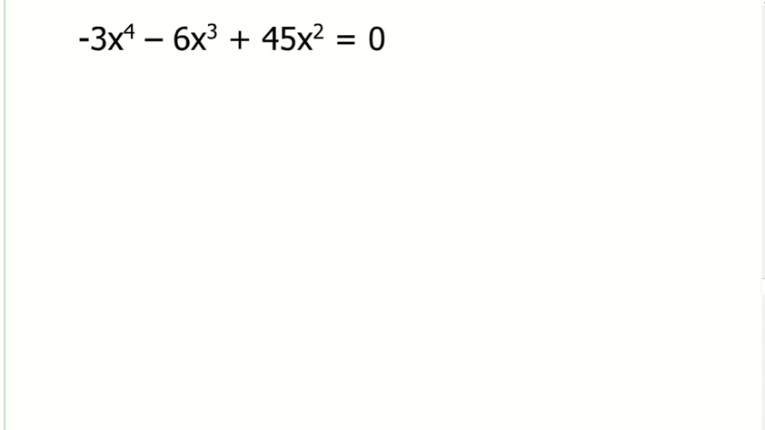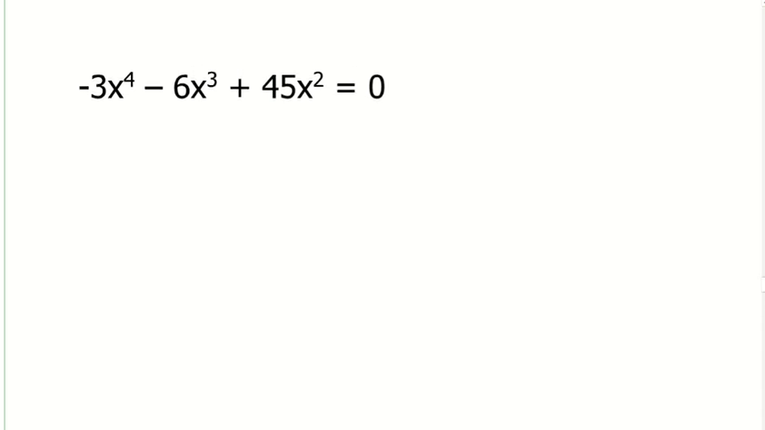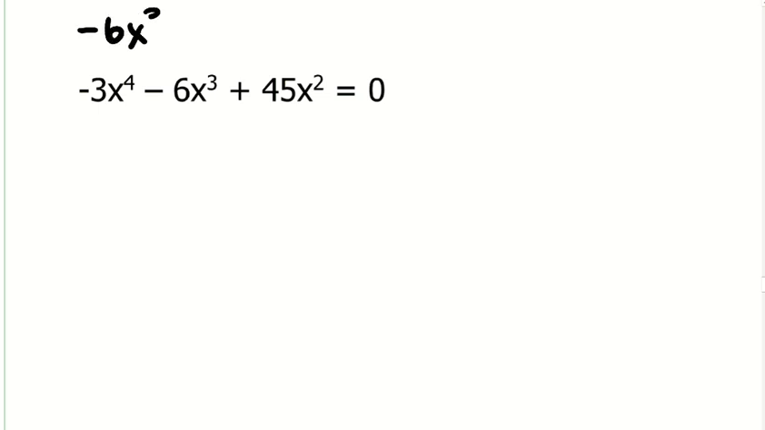All right, next we've got a 4th degree polynomial, and we're interested in solving that. Okay, and just to add something to this, I'm going to scroll this down a little bit. And if we had been faced with something like negative 6x to the third plus 45x squared equals 3x to the fourth, we would need to set that equal to 0 in order to solve.